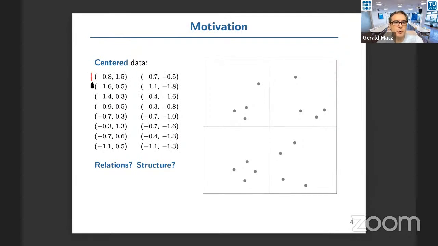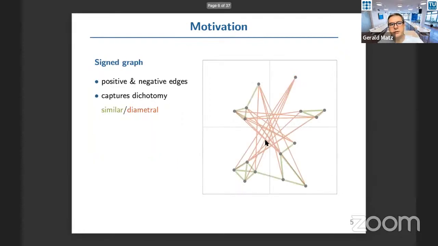For instance, this first point here, you see this has a coordinate of 0.8, 1.5. So that's this guy here. And there's another point down here, which has minus 0.7, minus 1.6. So that should be this guy here, I guess. And those, in terms of magnitude, have more or less the same coordinates, but they lie on opposite ends of the spectrum. So they are diametral, or the opposite of each other. And these kind of relationships we can capture with signed graphs.